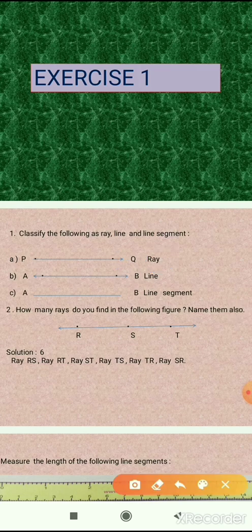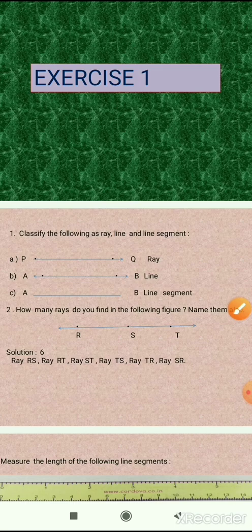Second figure is of line because it has two arrowheads, which means it can be extended indefinitely in both directions. So second figure is of line. And third figure is line segment because it has a definite length. In this way, here we classify given figures as ray, line and line segment.